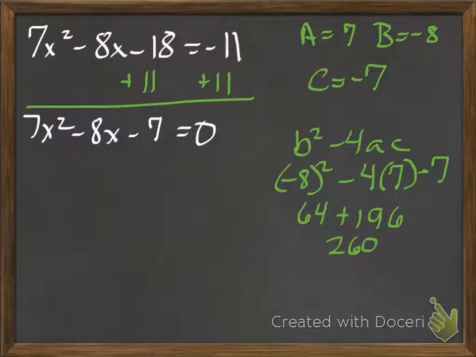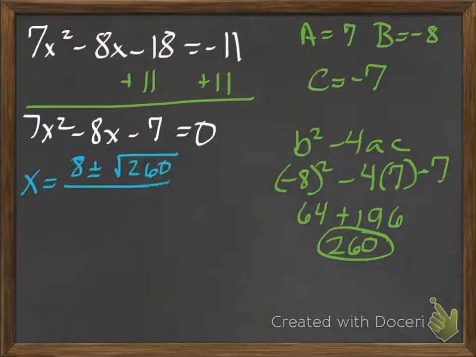And so now we're going to use this number to help us. And so let's go over and we're going to solve x equals negative b. So what does that mean in this case? Positive 8 because it's opposite b, plus or minus the square root of 260 divided by 2 times a, which in this case is 7.